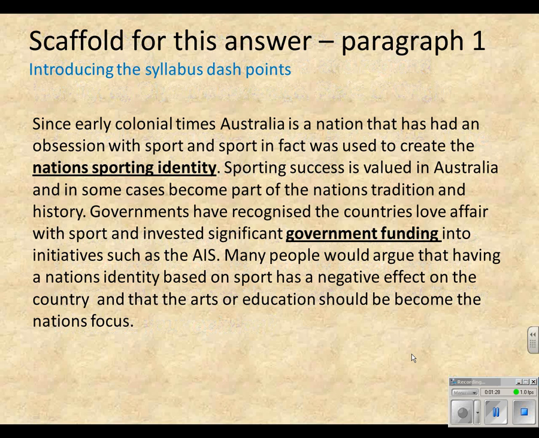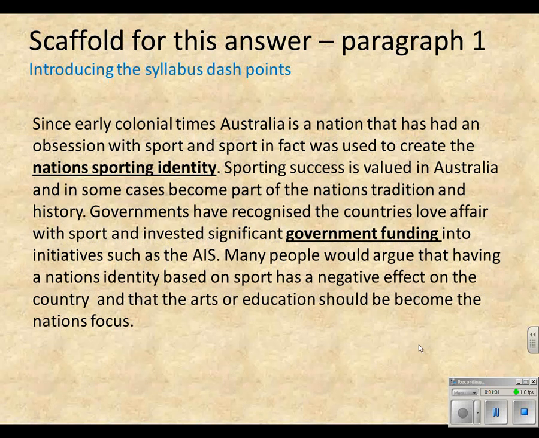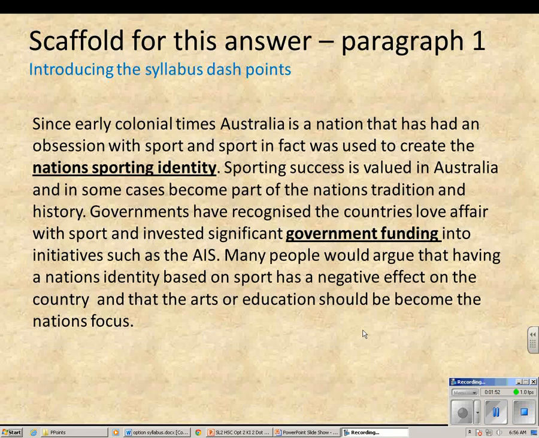Now, no doubt you are sick to the back teeth of me harping on in your opening paragraph for extended response questions about introducing the syllabus dash points that you're going to be talking about. I've written an opening paragraph here. I'm not going to read it out, but what I've done is I've highlighted the syllabus and highlighted and underlined the syllabus dash points that I'm going to write about in my response. What I've also done in this opening paragraph, I've introduced my opinion on it.